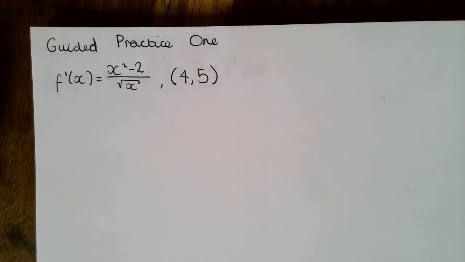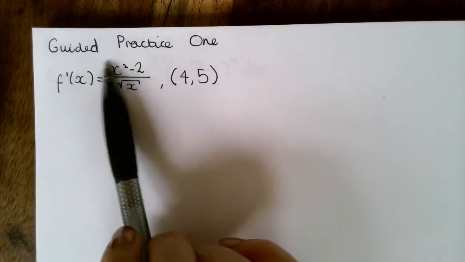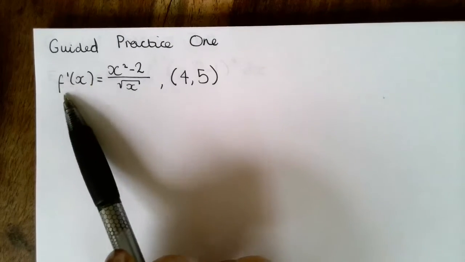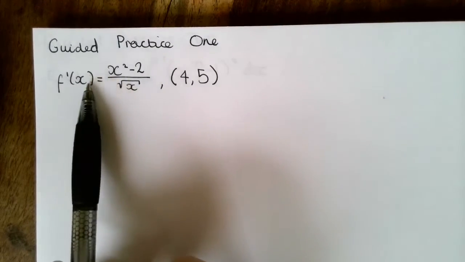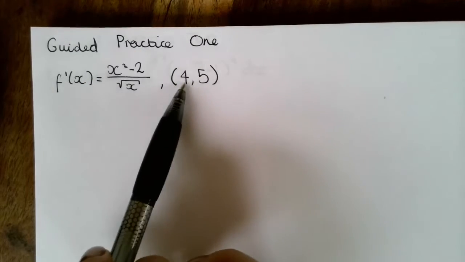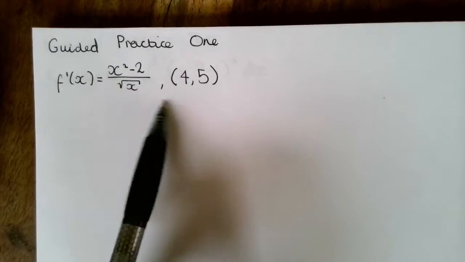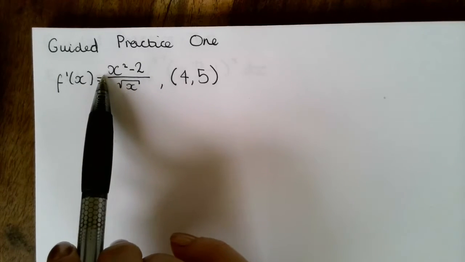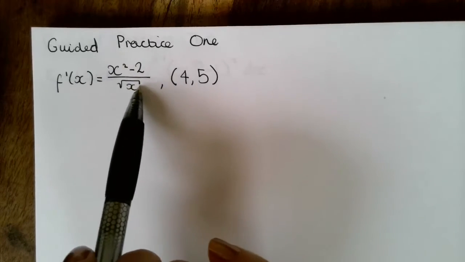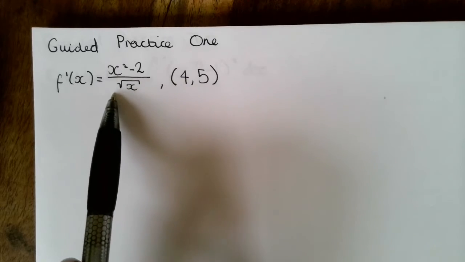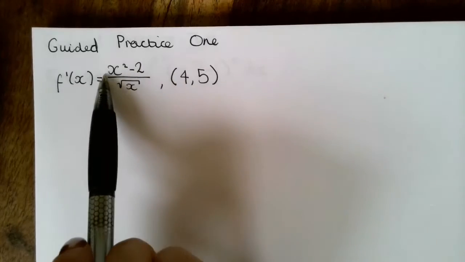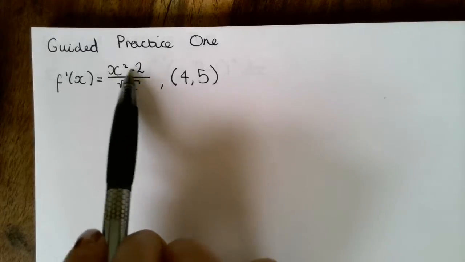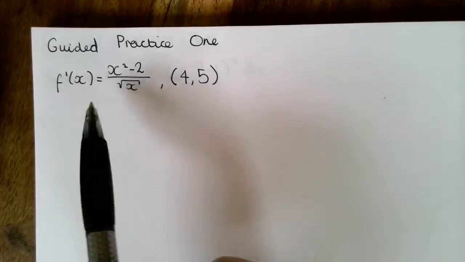Okay, so we're looking at our first guided practice here. We are given our function differentiated and we want to find out what f of x is when it goes through this point here. So we're going to first of all integrate f dash of x. Now, similar to the examples from that last lesson we did before Easter, we need to simplify this function first.